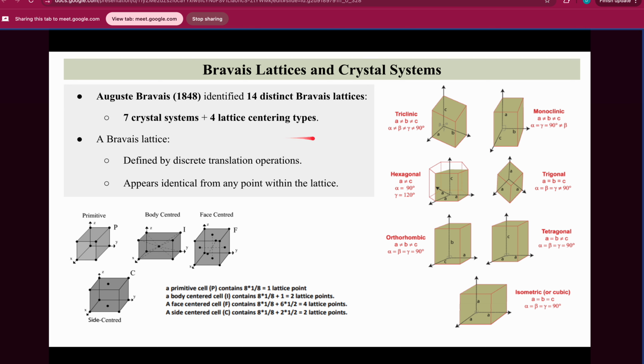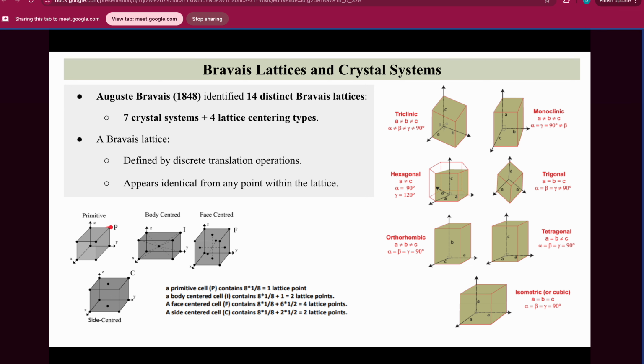And now there are 4 lattice centering types, which means the positions at which the lattice points are present. In the case of a primitive unit cell, all the points are present only at the corners. So the primitive cell contains 8 into 1 by 8 equals 1 lattice point. Now, why is it 1 lattice point? For each unit cell, we are calculating the lattice points. So, what is the contribution of the lattice point in each unit cell?